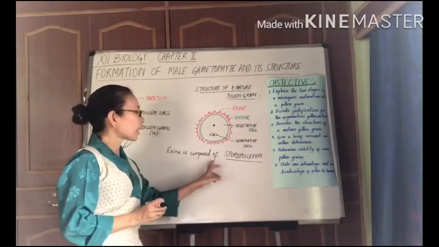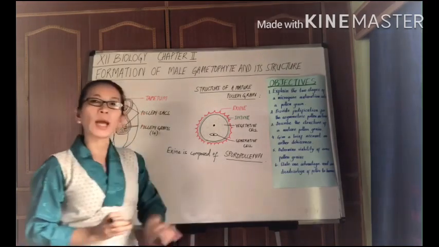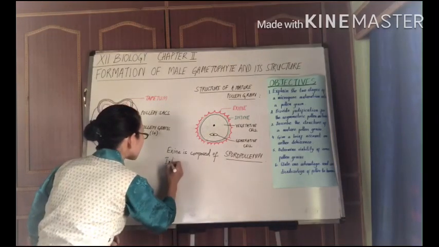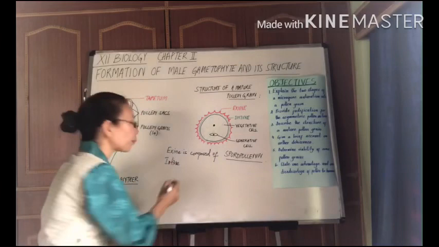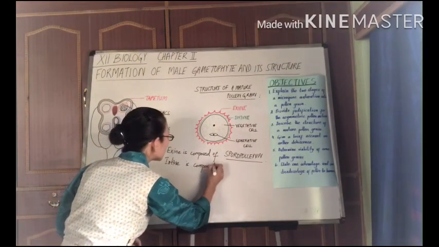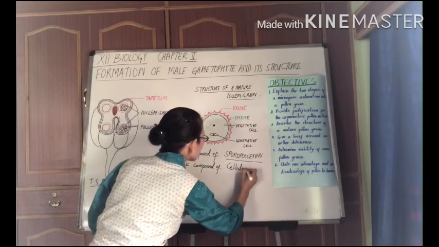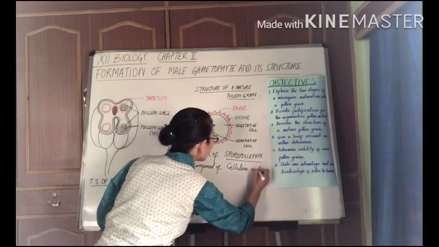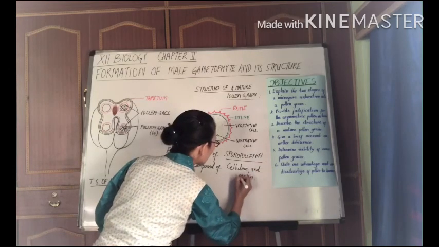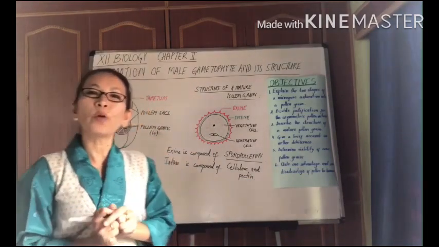So we know that exine is a thick layer. It is composed of a material called sporopollenin, whereas the inner layer, as I said, intine, is thin and is basically made up of cellulose and pectin. So this is how we have a difference in terms of the two layers of the pollen grain.